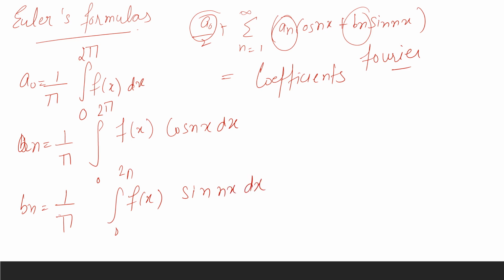There is no formula for b naught because b naught is not given in the Fourier formula. So a naught, an, bn. 0 to 2 pi is basically a limit that will be given to you in the sum. If the limit is minus pi to pi, then you will change the limit 0 to 2 pi to minus pi to pi. So these are called Euler's formulas.